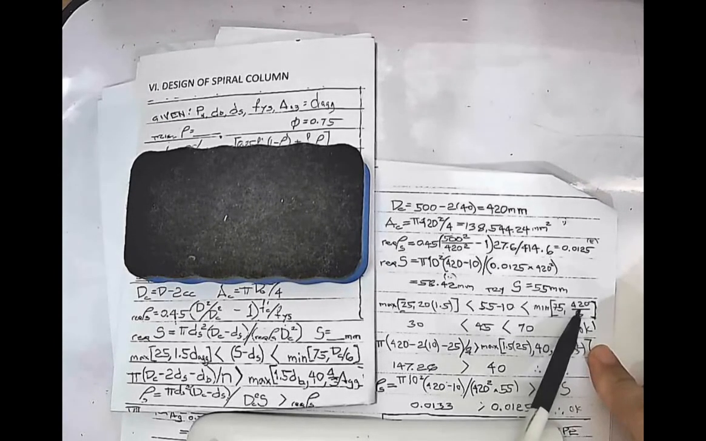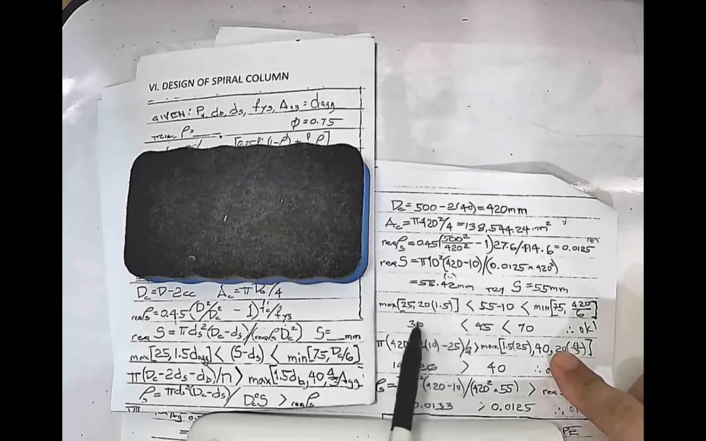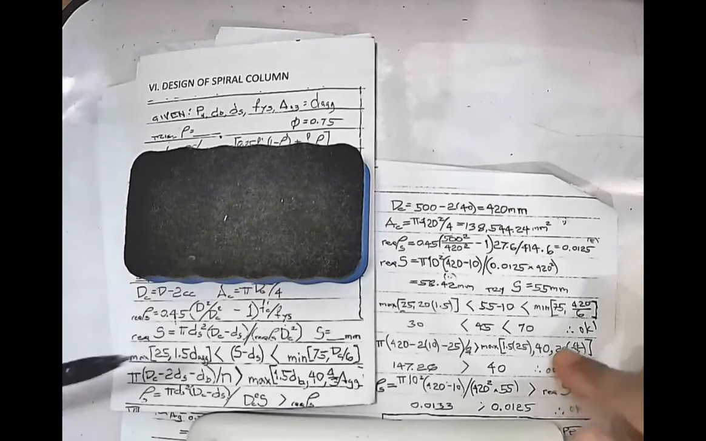This is 75 and then DC all over 6. So lumalabas na 70 is greater than 45 is greater than 30. Saan galing ang 30? Yan yung 20 times diameter of aggregate.